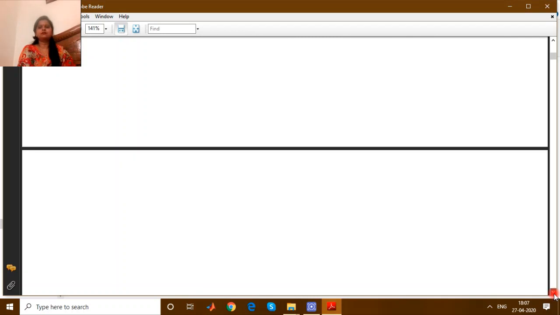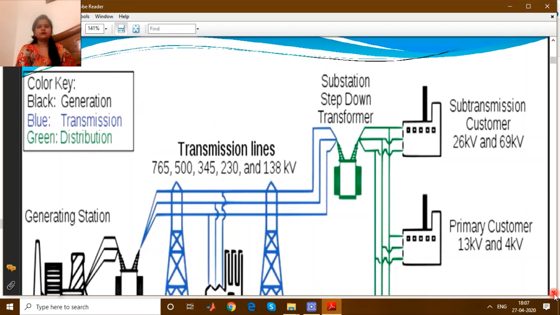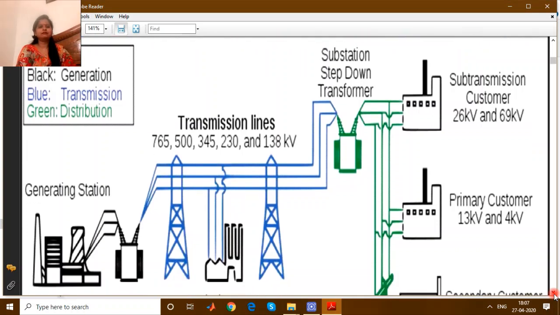The transformer works upon the principle of mutual induction, right? Here we can see what the need of a transformer is. This is the power system diagram, where this is a generating station. We know that generation is done at a low voltage level, transmission at a high voltage level, and distribution again at a low voltage level.